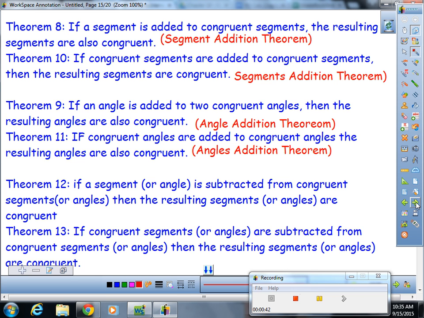So you can pause and copy these down. I'm not going to read them all, but I will read the first 2 so I can talk you through the difference. If a segment is added to congruent segments, then the resulting segments are also congruent. Let's just see what that would look like.